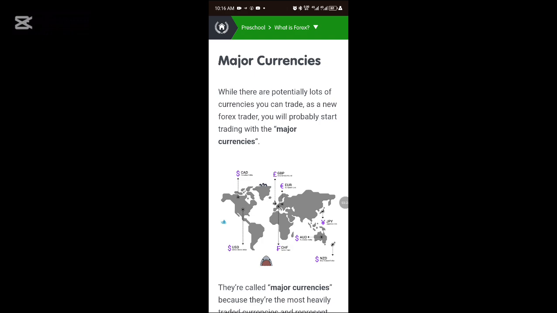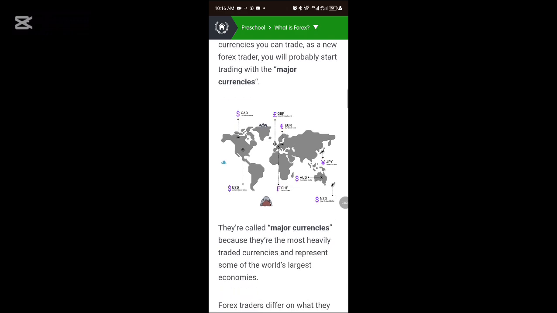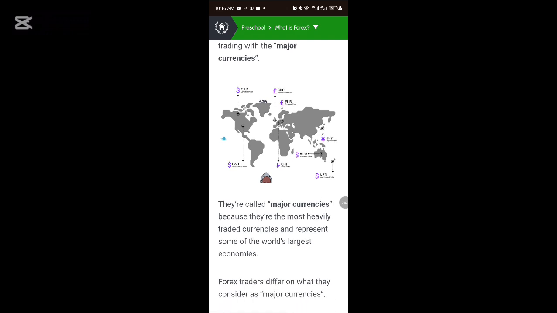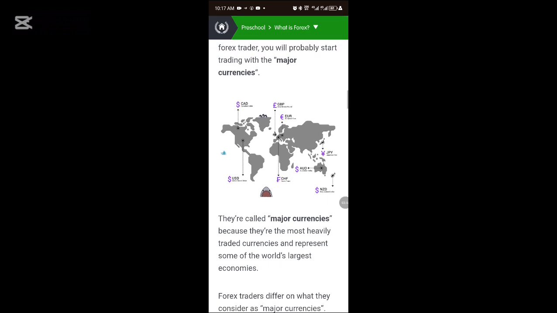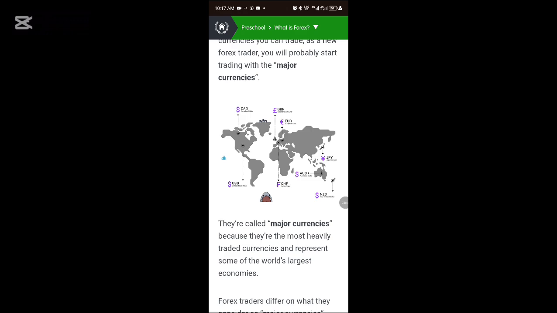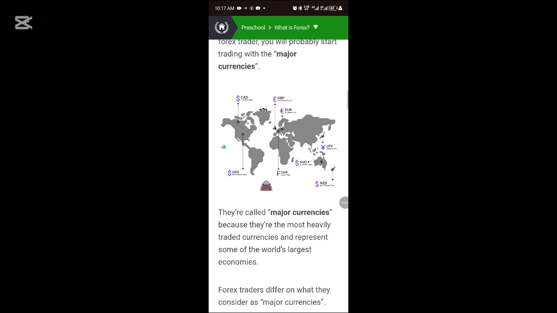While there are potentially lots of currencies you can trade, as a new forex trader you will probably start with the major currencies. There are 7 major currencies. We have the USD, which is the United States dollar. We have the CAD, which is the Canadian dollar. We have the GBP, which is the Great Britain pound. We have the CHF, which is the Swiss franc. We have the EUR, which is the European euro.